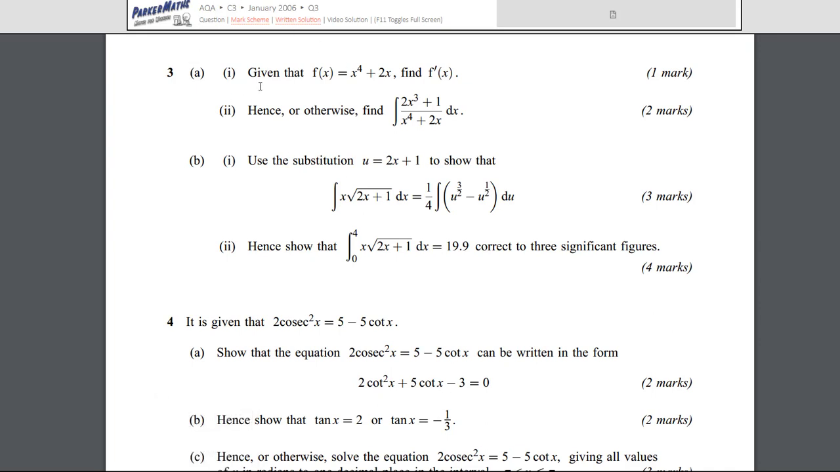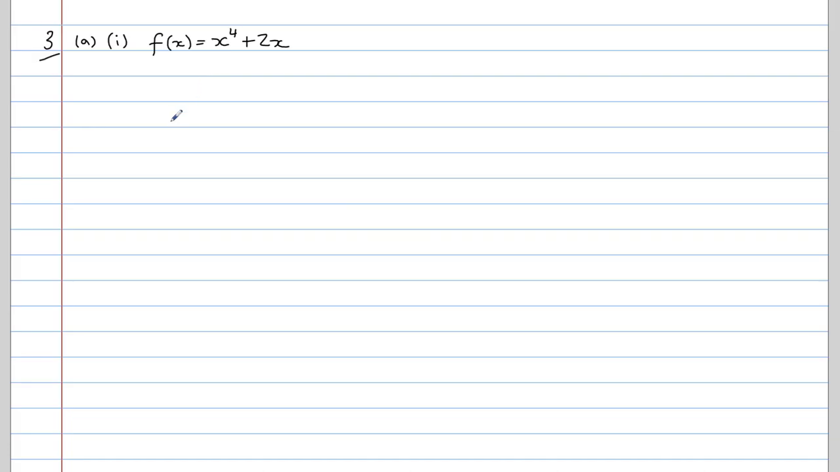In question 3a part 1, it says given that f of x is x to the 4 plus 2x, find f prime of x. F prime of x just means differentiate f of x. So looking at a function here, very straightforward to find f prime of x. We just get 4x cubed plus 2.